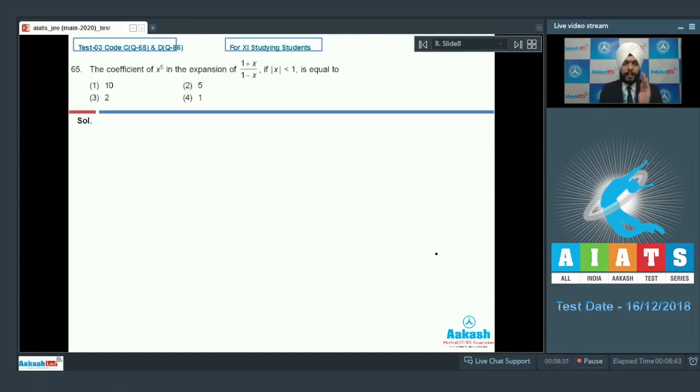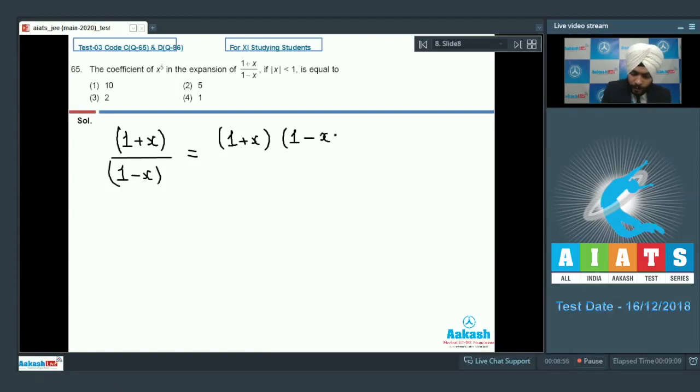Question number 65 says that we need the coefficient of x raised to 5 in the expansion of 1 plus x divided by 1 minus x if mod x is less than 1. So if mod x is less than 1, I can apply binomial for any index. Coefficient of x raised to 5 is required. 1 plus x upon 1 minus x can be written as 1 plus x into 1 minus x raised to the power minus 1. Now applying binomial index, I can say that 1 plus x into, this will be 1 plus nx plus n into n minus 1 by 2 factorial into x square. So simply x square, then x cube and up to so on till infinity.